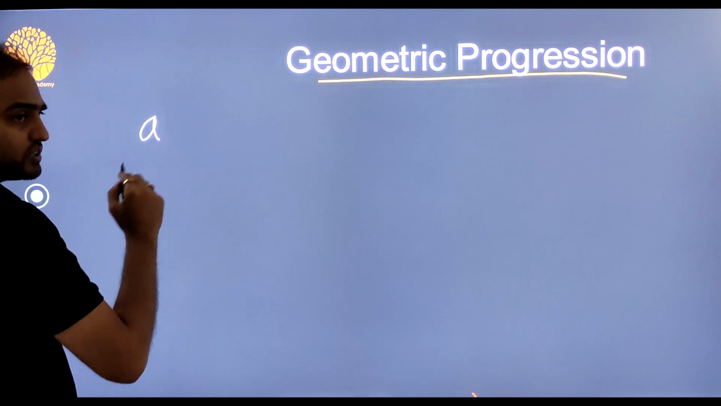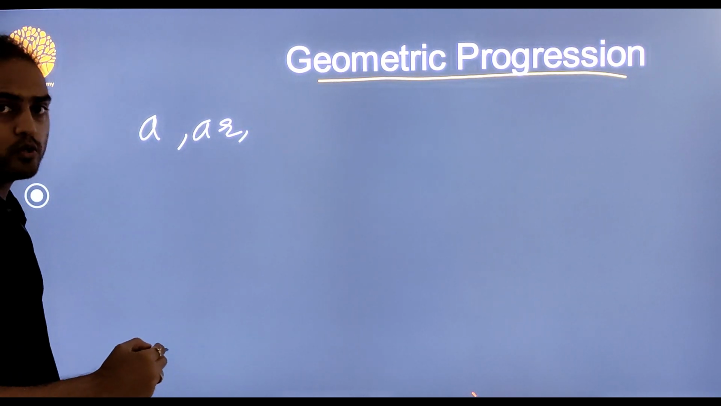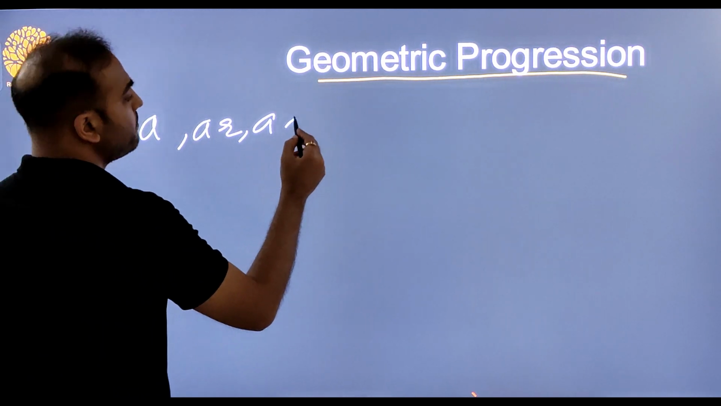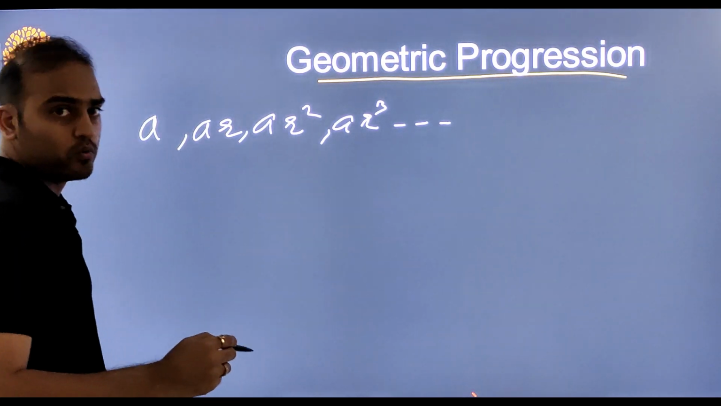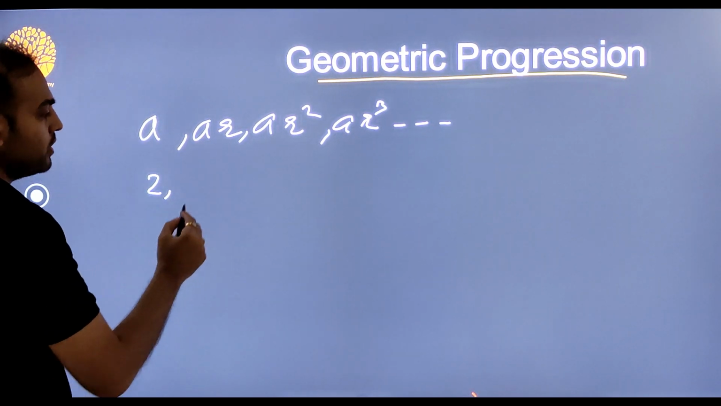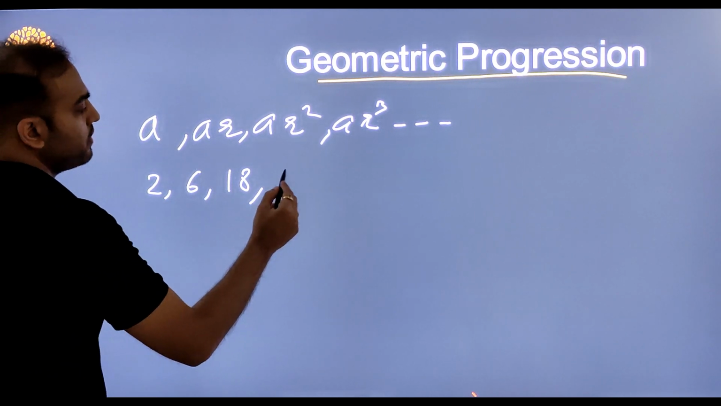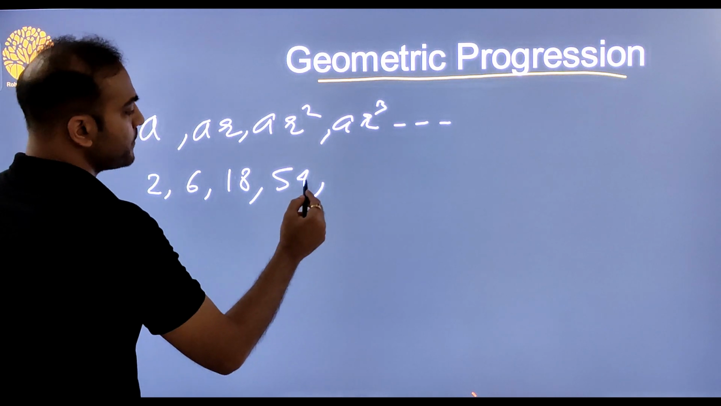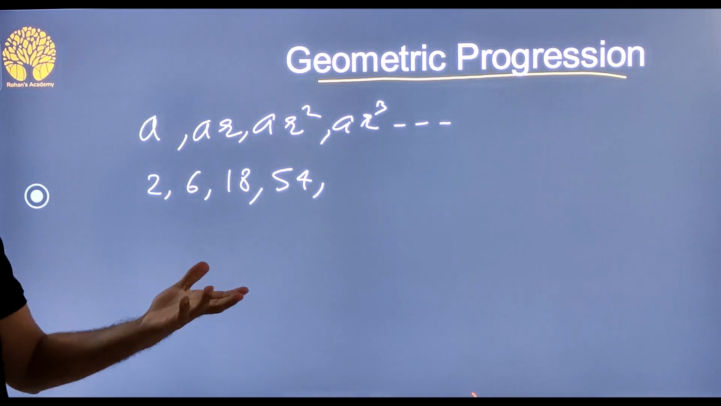So say the first term is a. The second term will become a into r. Third term will become ar square, ar cube, and so on. Okay, let's look at an example. Say the first term is 2, second term is 6, third is 18, then 54. Now can you tell me the next term? Think of what will be the next term.